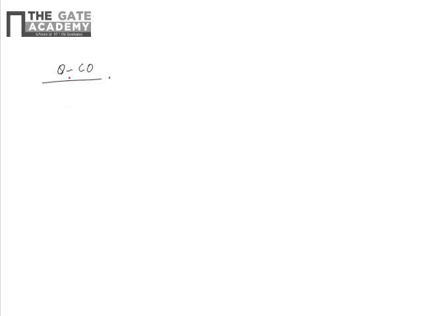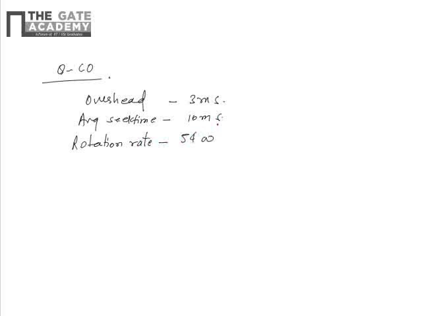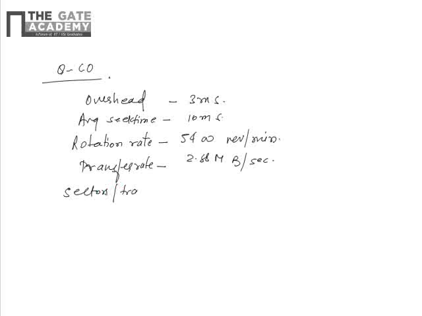So they have given data on the performance of a magnetic disk, where the overhead is 3 milliseconds, the average seek time is 10 milliseconds, the rotation rate is 5400 revolutions per minute, the transfer rate is 2.88 megabytes per second, the sectors per track is 32 sectors per track, and the sector size is 1 kilobyte.